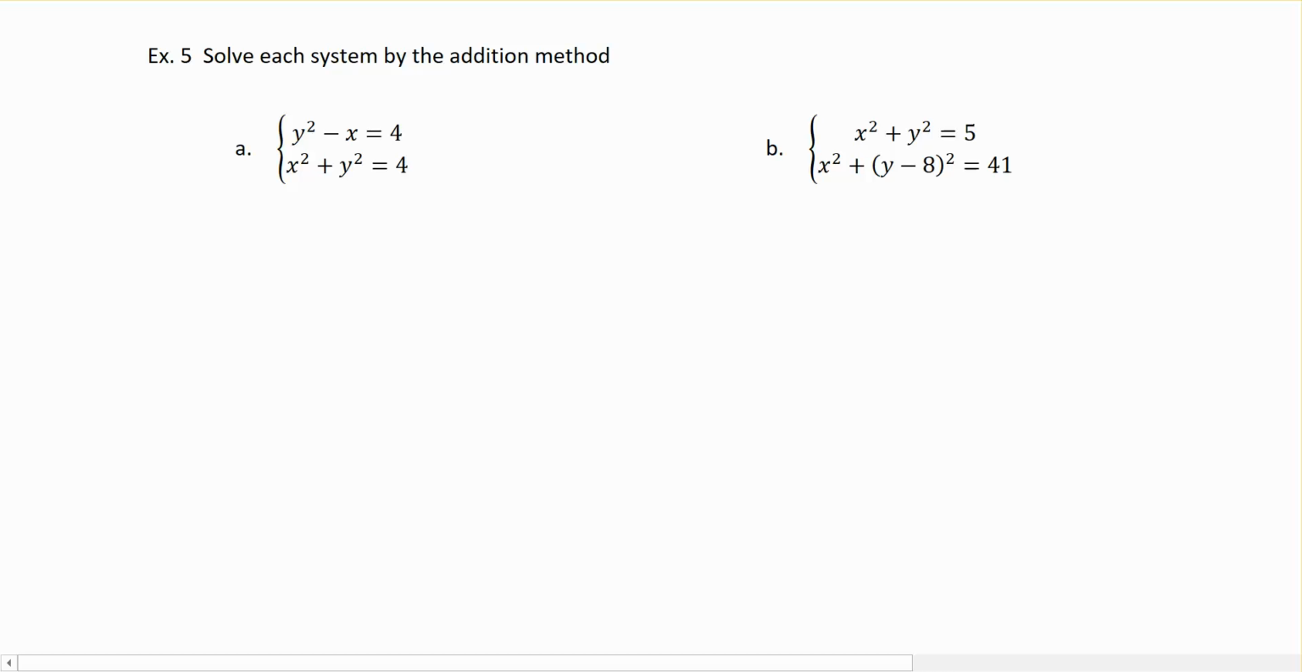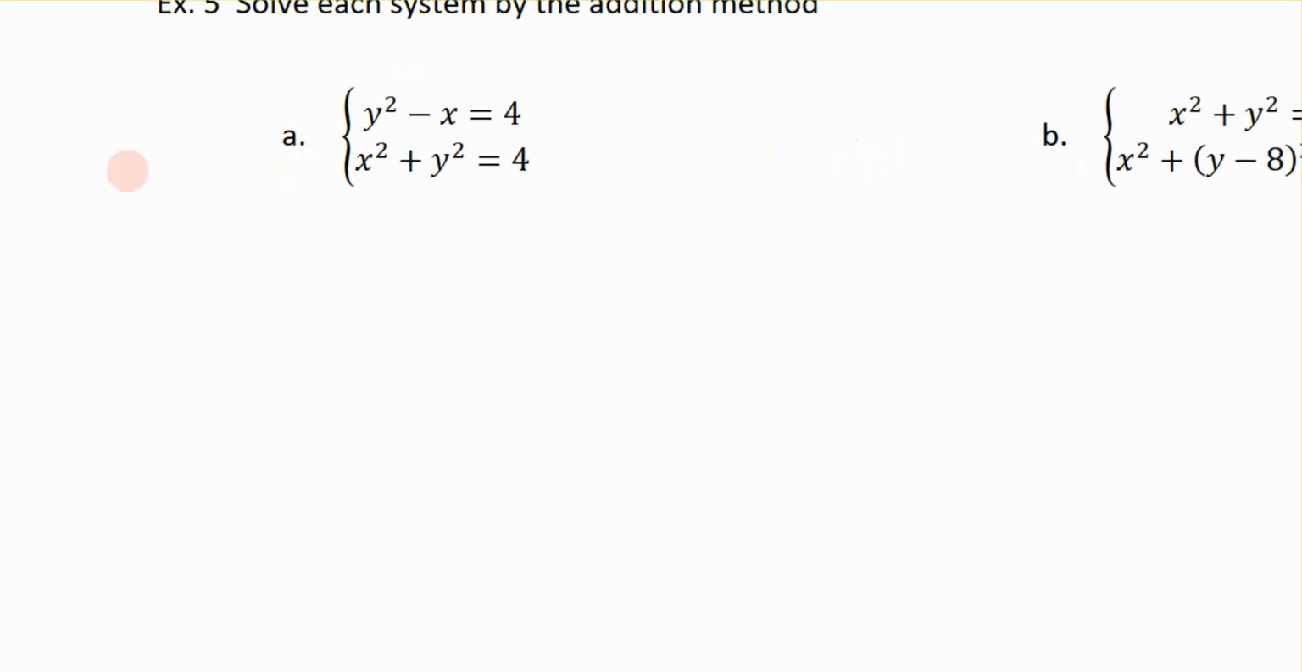Okay, so just like with a linear system, we had two methods, really three methods for solving a system. We have that additional method here when we're looking at nonlinear systems. So we're going to solve these systems using the addition method.